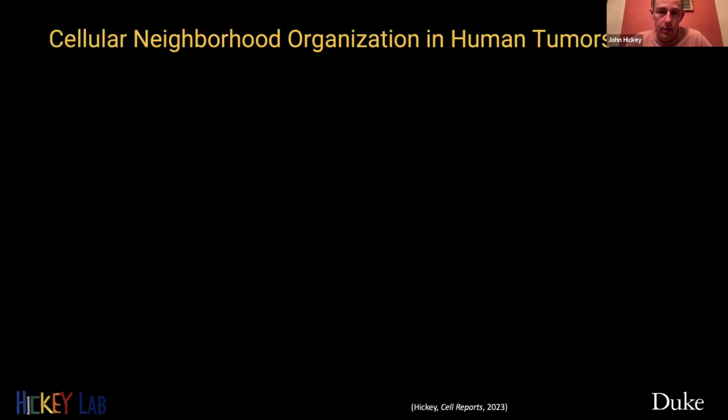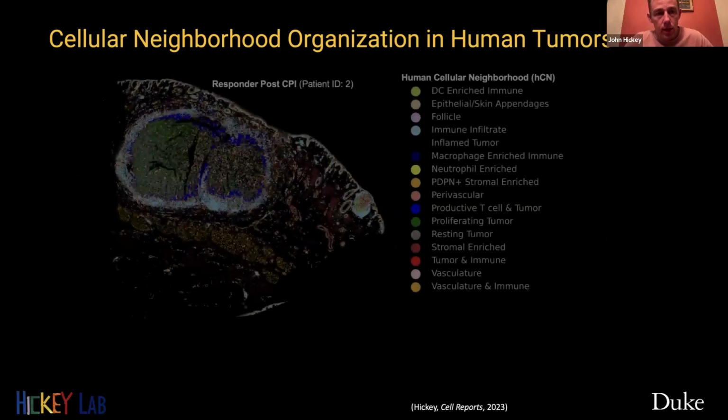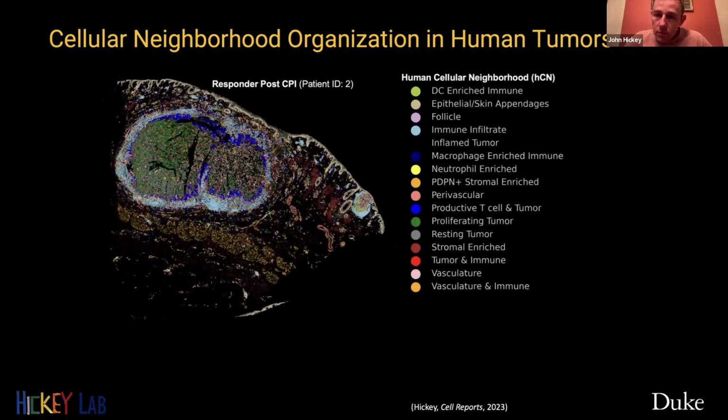tissues at this scale. And what we found is that there are teams of cells and they're working together to do specific things. And when we were studying these tumors in patients treated with immunotherapies, we saw that there were specific teams that helped patients do better. And these were not present in patients who did not do as well.